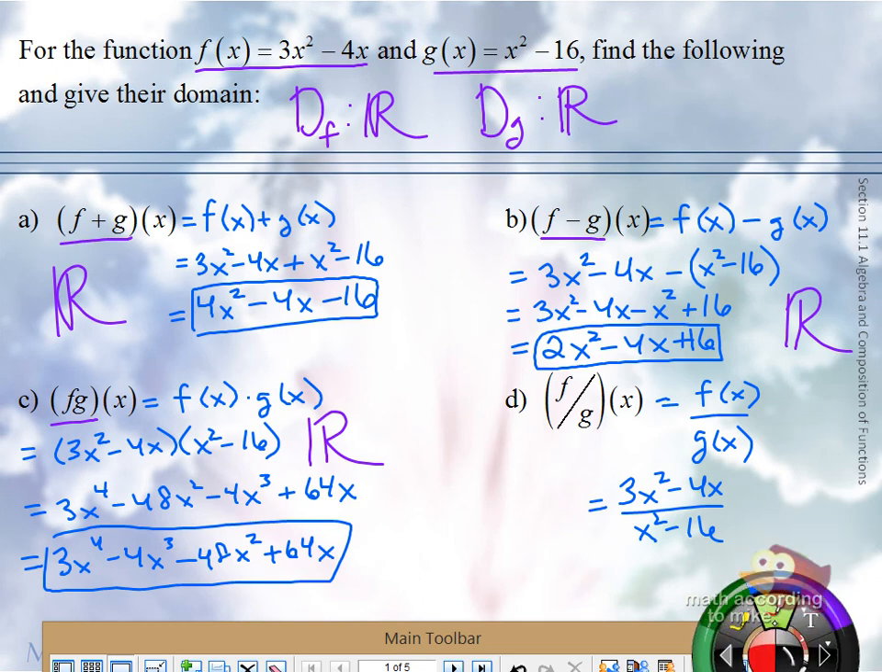Now let's do f divided by g. We start with what they have in common, all real numbers, but now we take out anything that makes the denominator 0. Our denominator is g, because it's f over g. What values of x make x squared minus 16 equal 0? Plus or minus 4. So the domain is x can't equal plus or minus 4.